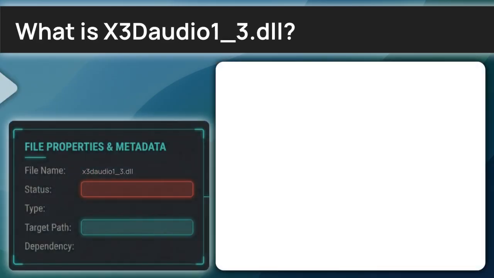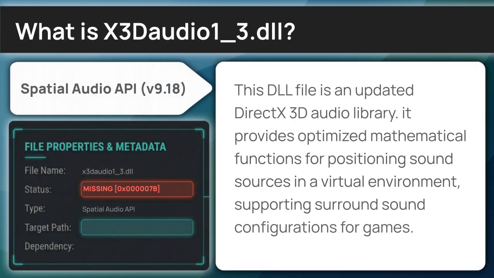This DLL file is an updated DirectX 3D audio library. It provides optimized mathematical functions for positioning sound sources in a virtual environment, supporting surround sound configurations for games.